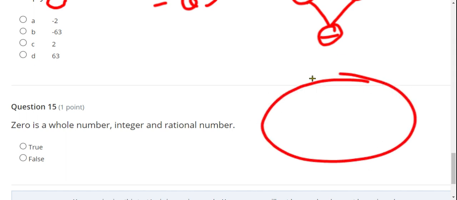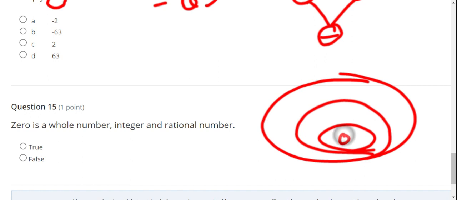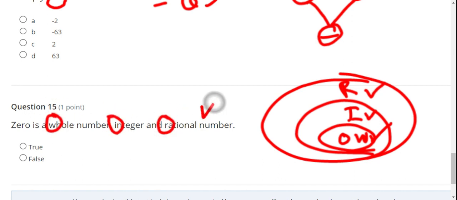So looking at our Venn diagram, 0 is a whole number. Whole numbers are integers, and integers are rational. So that is whole number, integer, and rational. So you're going to get all 3 labels. That is true.